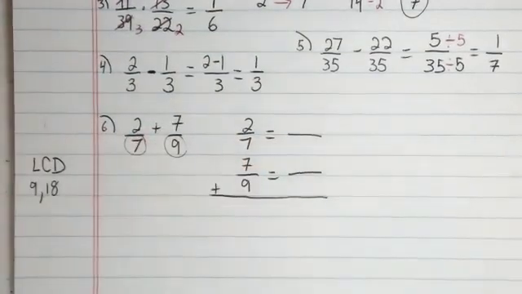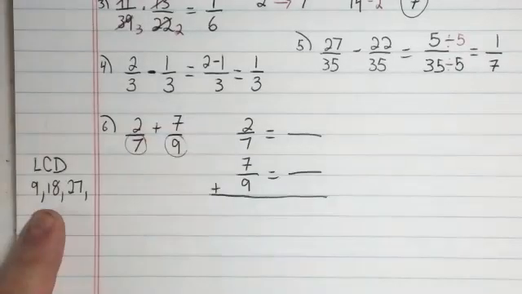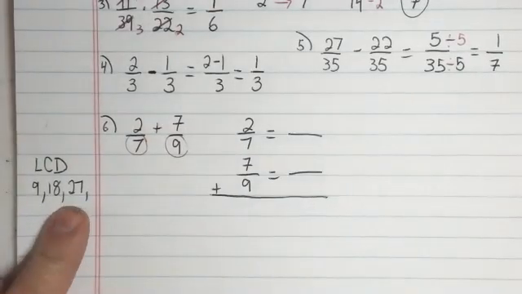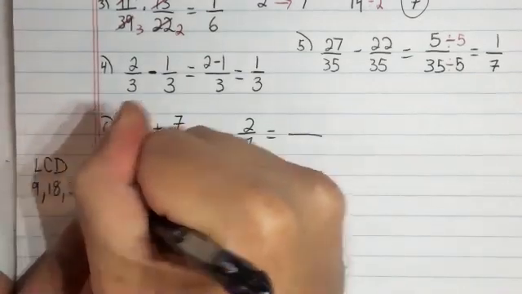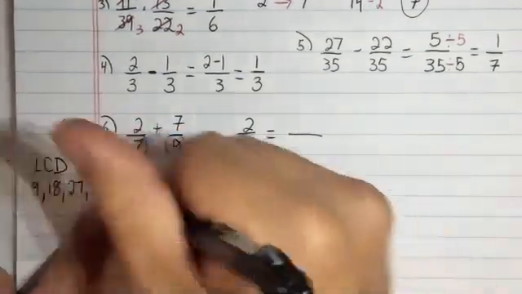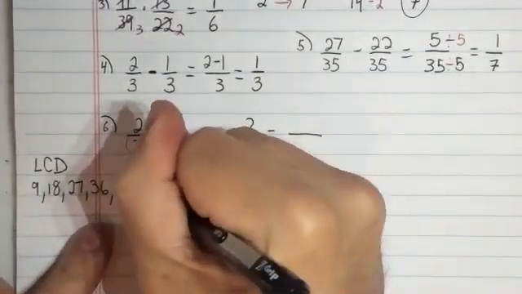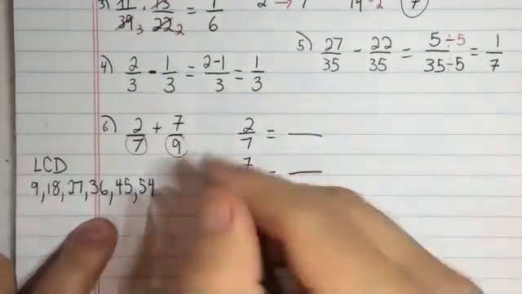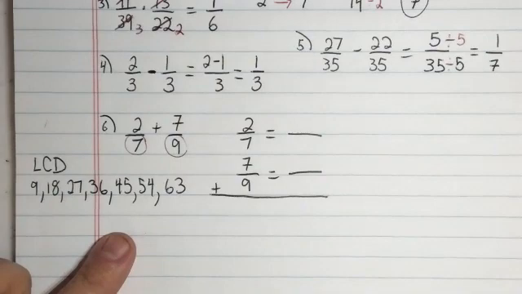And I'm going to say, okay, well, will 7 go into 18? No. So go to my next one. Will 7 go into 27? It has to go into it perfectly. And again, no. So I keep going. 36, no. 45, no. 54, no. Until I get to 63, okay?